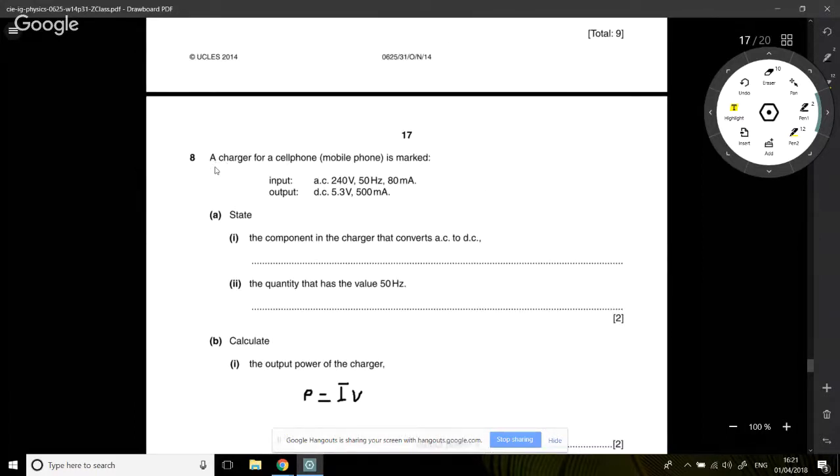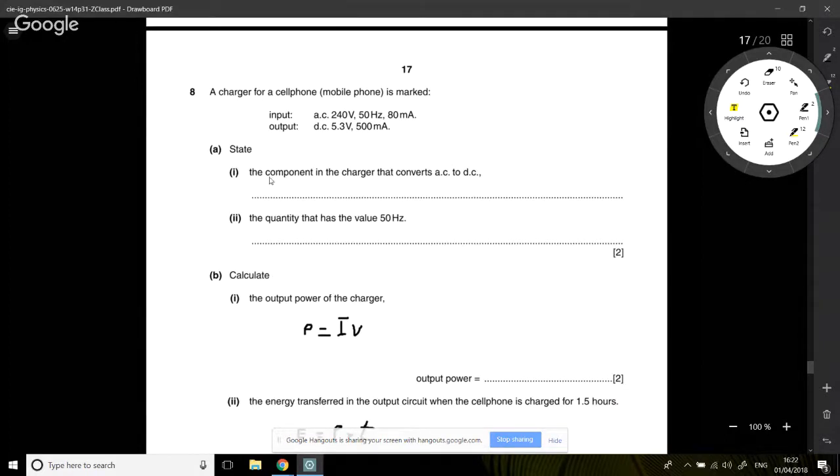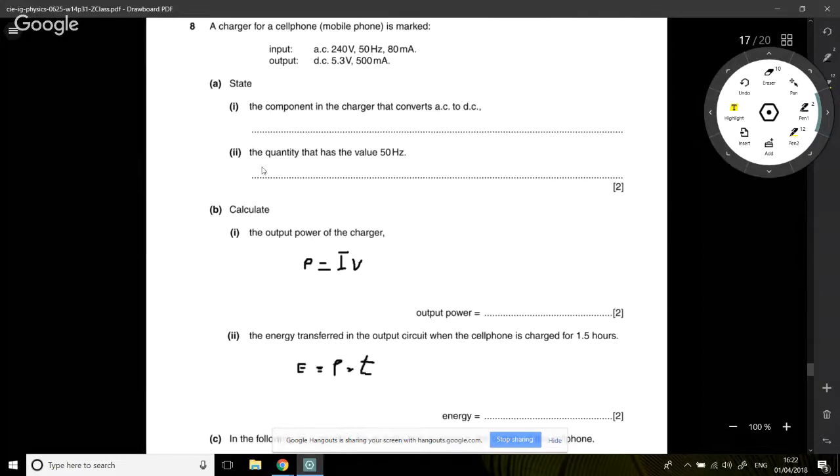All right, this is just some basic questions on a typical charger that you would charge your cell phone with. Basically it's asking what component in the charger converts the AC to DC. Whenever we have AC to DC, there's always one component in mind, and it's just a full wave rectifier or bridge rectifier, lots of different names for it.